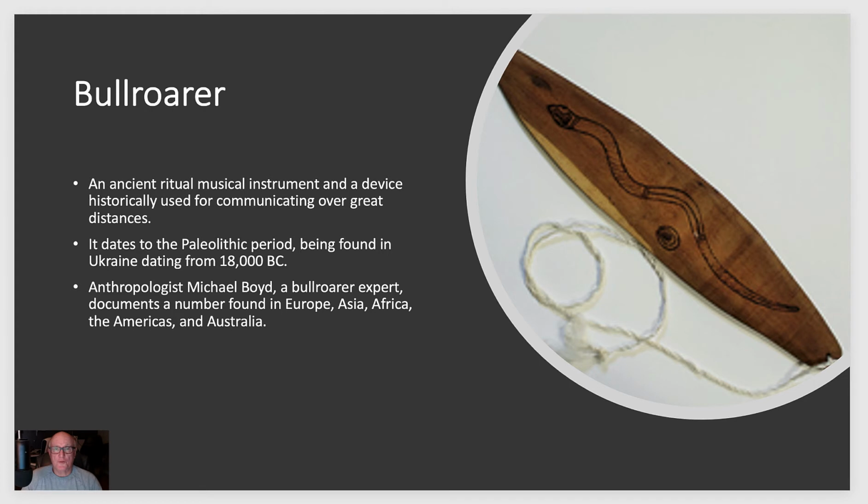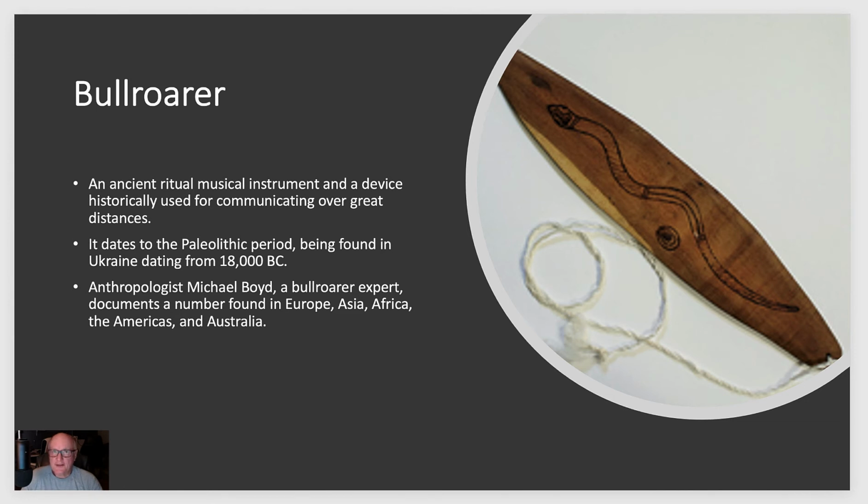So let's start with the bull roarer. The bull roarer is an ancient ritual music instrument, and it's a device historically used for communicating over great distances. It's a small stick that's been carved with a really sharp edge on one side like a wing, sometimes with serrated edges on the opposite side. And when it's spun around on the string, it makes an amazing sound. And you get to hear some examples of that.